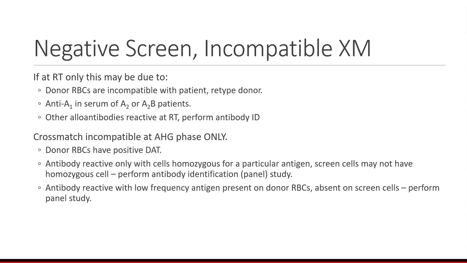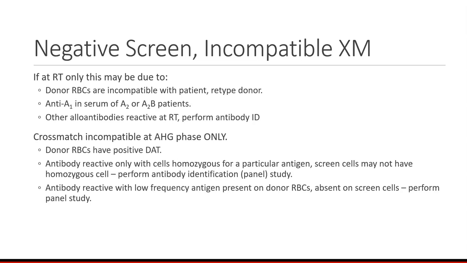Continuing on with the negative screen and incompatible cross matches. If you get agglutination at room temperature only, meaning you have agglutination at room temperature, but at 37 it's negative, and Coombs negative, the donor red cells are incompatible with the patient. So again, retype the donor to see if instead of a group O, they were labeled as group A, which would cause a 4+ agglutination with a group O person. Think about if the person is a group A, that they may have anti-A1 in their serum.